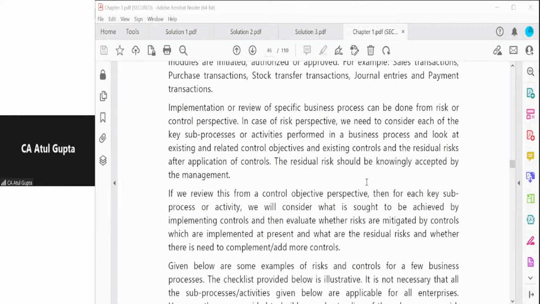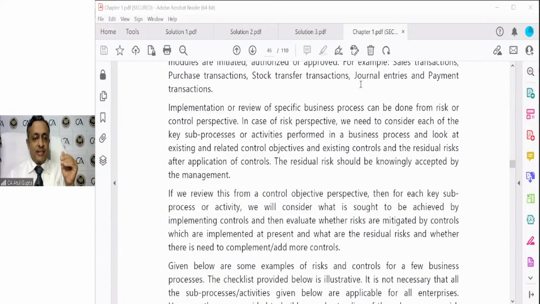In case of risk perspective, we need to consider each of the key sub processes or activities performed in a business process and look at the existing related control objectives, existing controls, and the residual risk. So every aspect has to be covered. The residual risk we have talked about is an accepted risk that even after control, we cannot make this risk zero. So that is residual risk.